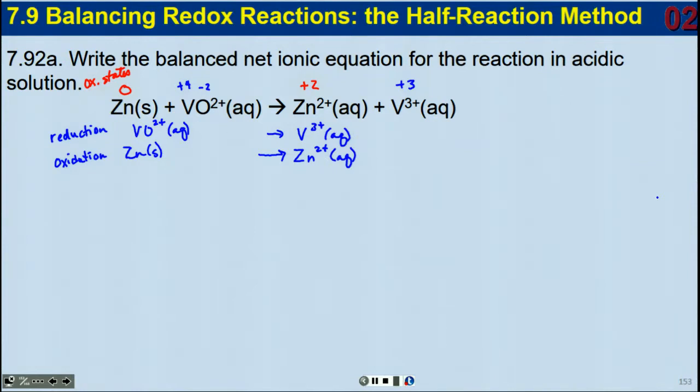Okay, now step 2, having identified those two half reactions, is to balance the atoms of each of these things. Hey, this one's slick. It doesn't require nearly as much balancing because there's one vanadium in each and one zinc in each. Okay, so far so good. Then we have to add something to account for the oxygen in the vanadium reaction. Well, if there's oxygen on the left side, there better be oxygen on the right side.